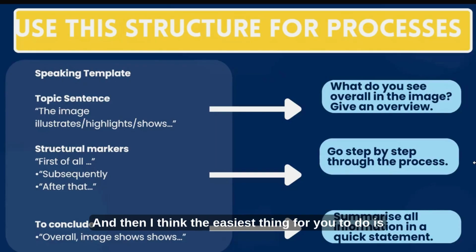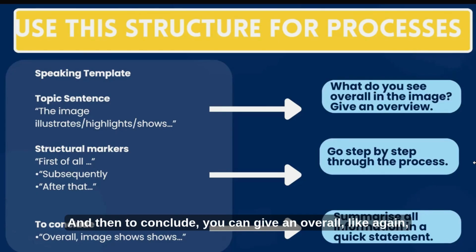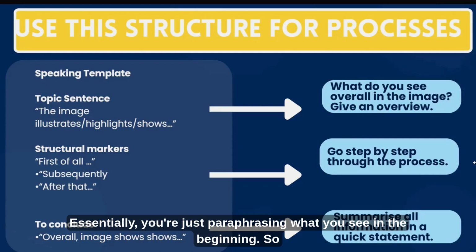And then I think the easiest thing for you to do is just to go step by step through the process in what you see exactly. A lot of the time, these images are difficult to understand. They're quite academic and scientific in the way they're presented. You really don't have to understand what it's about, just describe what you see step by step. And then to conclude, you can give an overall conclusion, a statement of what you see again in the image. Essentially, you're just paraphrasing what you see in the beginning.